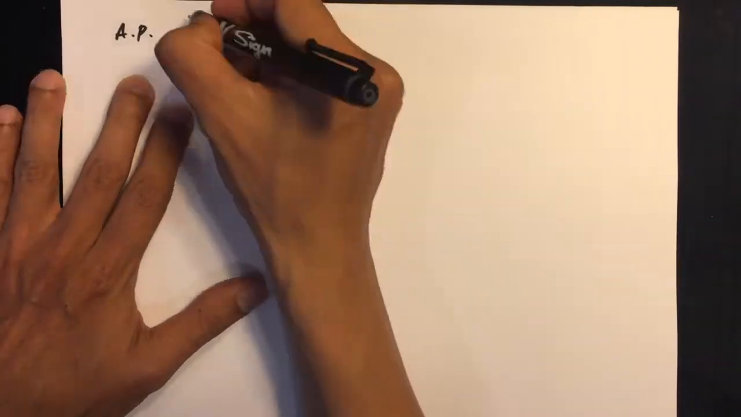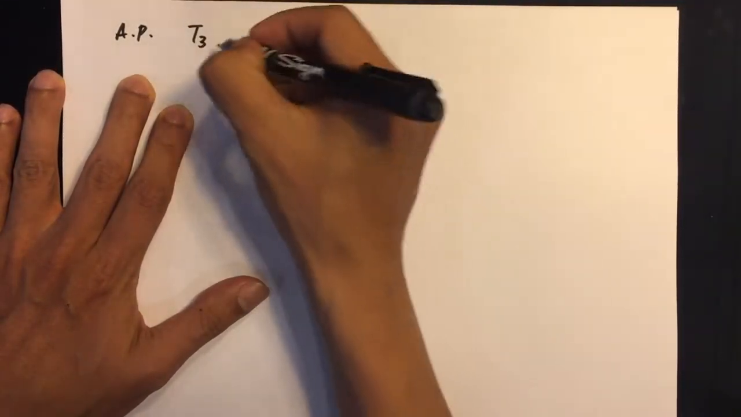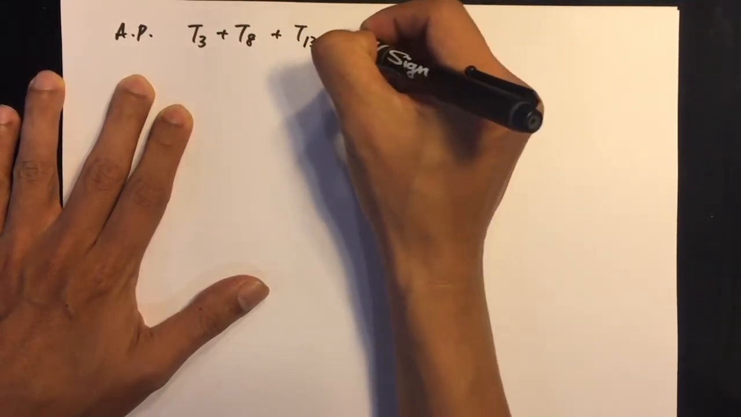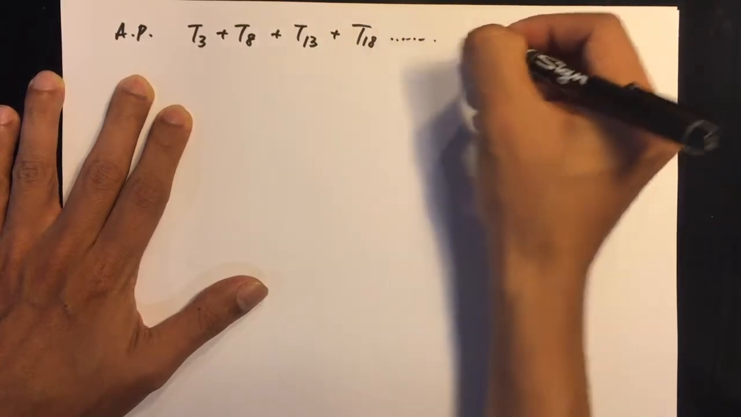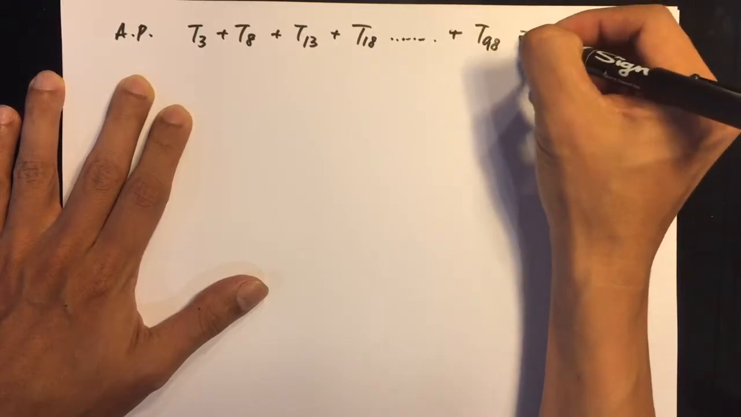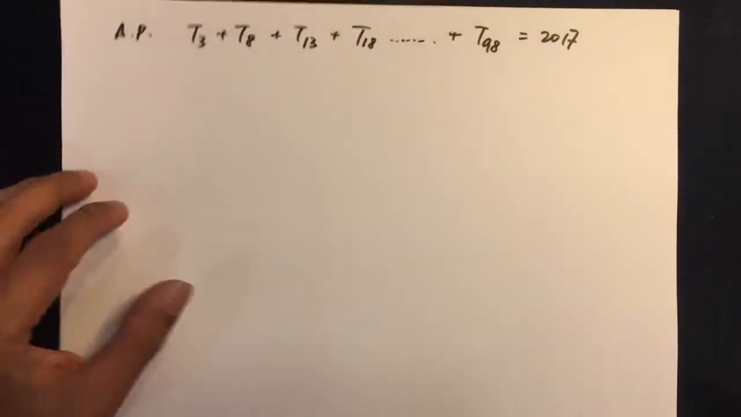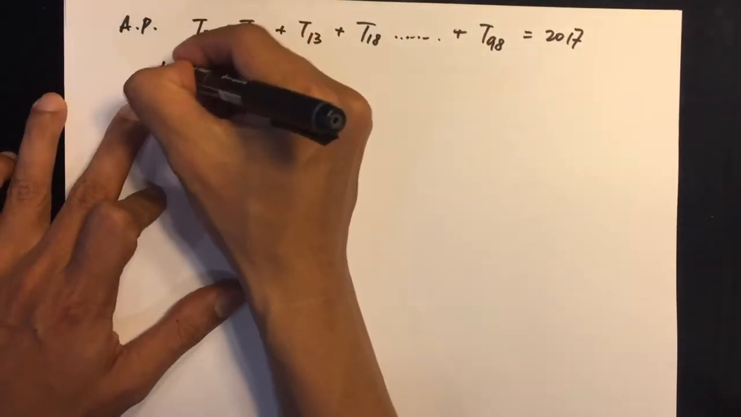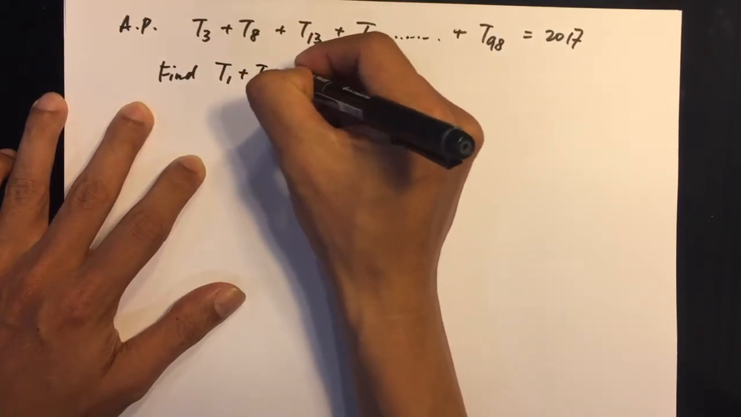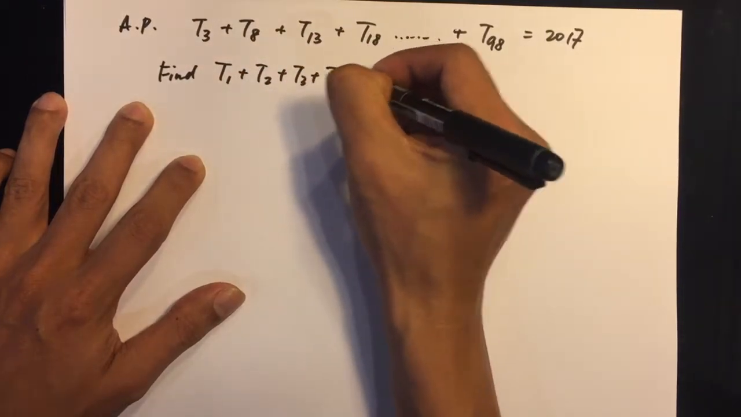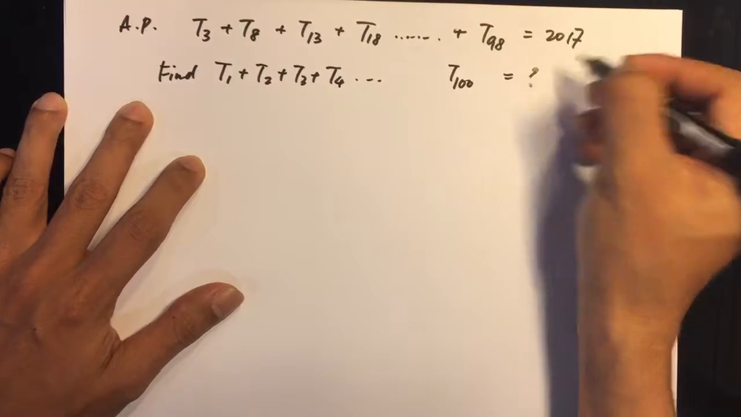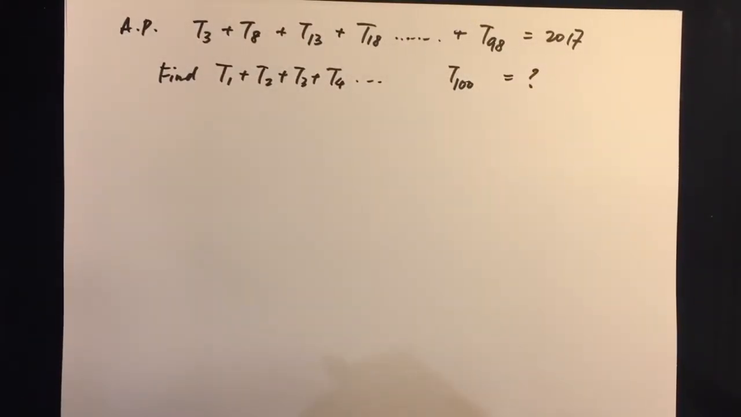Okay, so given an AP where the third term plus the eighth term plus the 13th term and the 18th term, and so on, all the way up to the 98th term is equal to 2017. Find the sum of T1, T2, T3 and so on to T100. All right, so that's the question.